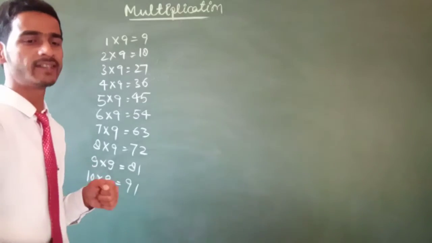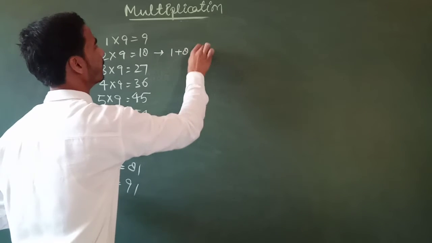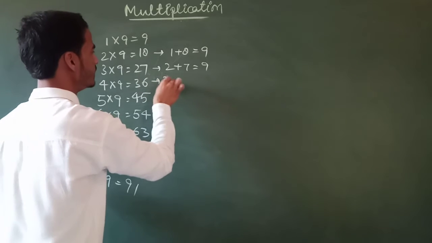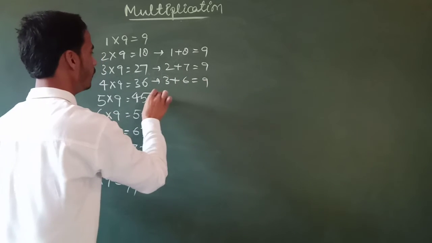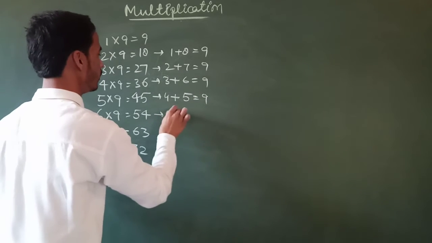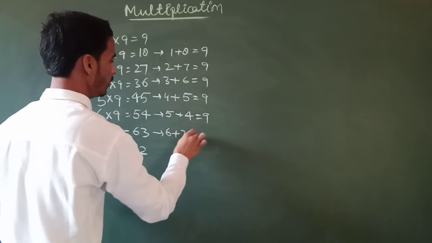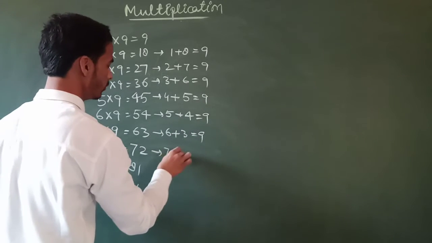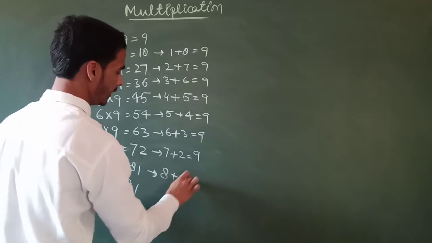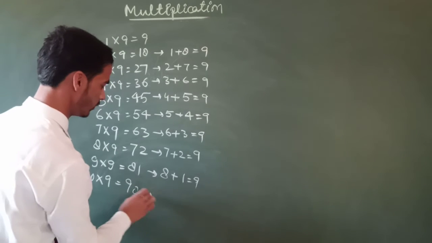And you know that there is a fact. What is that? Listen here. When we add 1 plus 8, that is 9. 2 plus 7 is also 9. 3 plus 6 is 9. 4 plus 5 is 9. 5 plus 4 is also 9. 6 plus 3 is equal to 9. 7 plus 2 is 9, 8 plus 1 is 9, and 9 plus 0 is equal to 9.